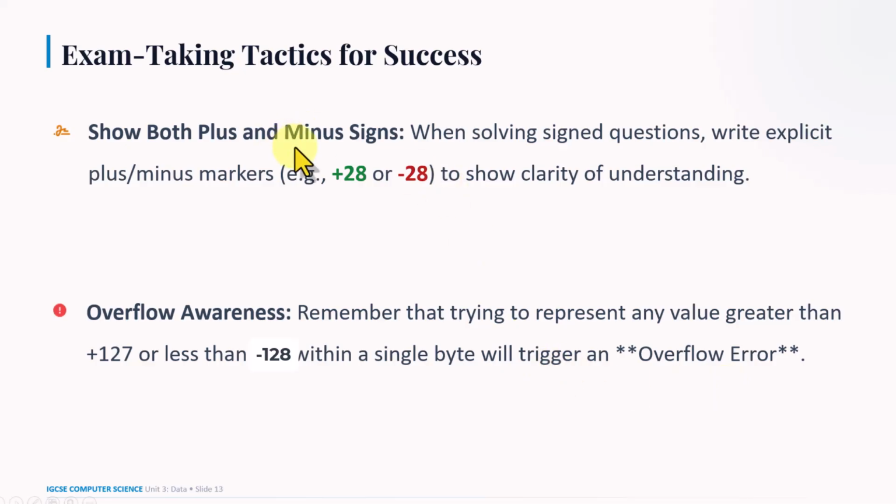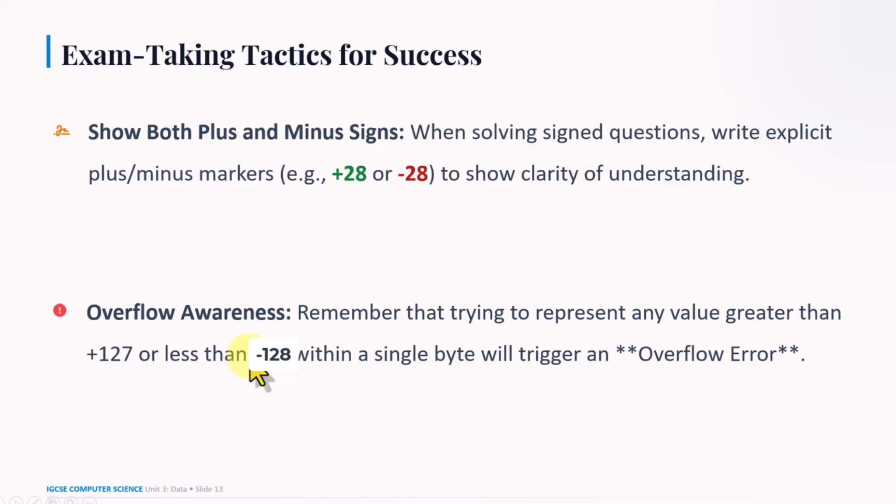Show both plus and minus signs on your paper when you are writing positive or negative after changing from binary. You have to write that positive or negative to ensure that your answer is correct, and to make sure that you will have your marks. And remember that trying to represent any value greater than 127 or less than negative 128 within a single byte will trigger an overflow error. So that is our range.